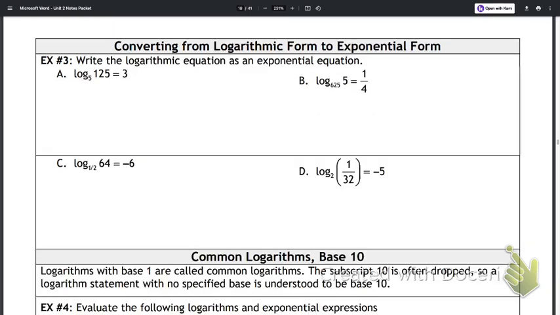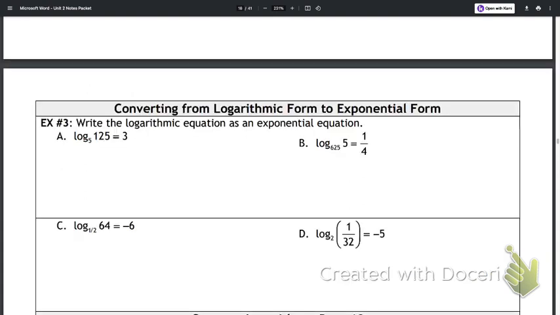On the next one, we're going to convert, well, we've already done that. Hang on one second. Well, I was thinking we'd already done it, but we haven't done that.